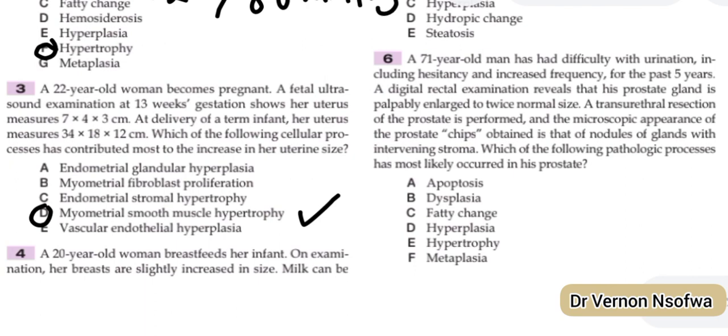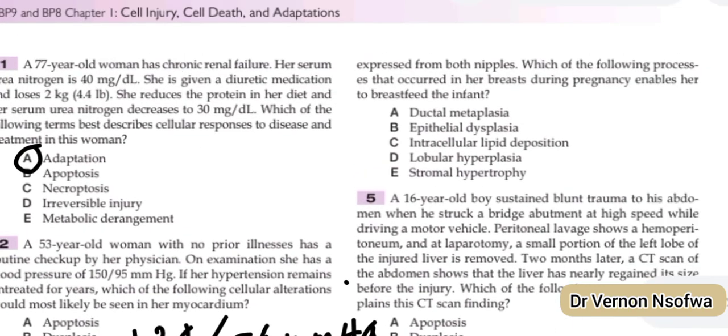So now we can go to question 4. A 20-year-old woman breastfeeds her infant. On examination, her breasts are slightly increased in size. Milk can be expressed from both nipples. Which of the following processes that occurred in her breast during pregnancy enables her to breastfeed the infant?